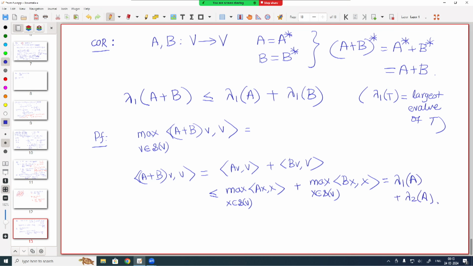Likewise, the minimum eigenvalue of A plus B is greater than or equal to the sum of the two minimum eigenvalues, exactly by the same argument.